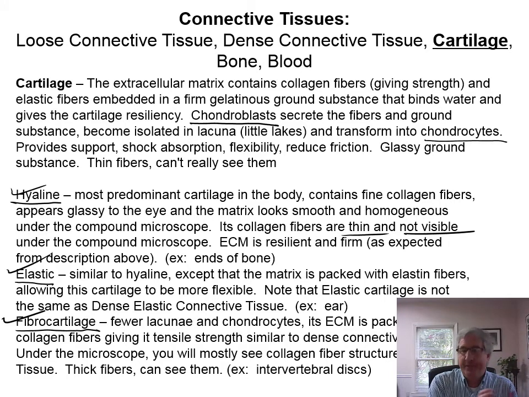Under a microscope, dense regular or irregular connective tissue is very strong, and you'll see collagen fiber structures in this tissue. There are lots of thick fibers, and you can really see them. So where would you find this? Where would you need cartilage that's providing a lot of strength and also compressibility? Well, you'd find that between your vertebrae. This is what makes up your discs. Each of your vertebrae sits on top of each other, and between them is a disc, and that disc is made of fibrocartilage. Okay, next slide.